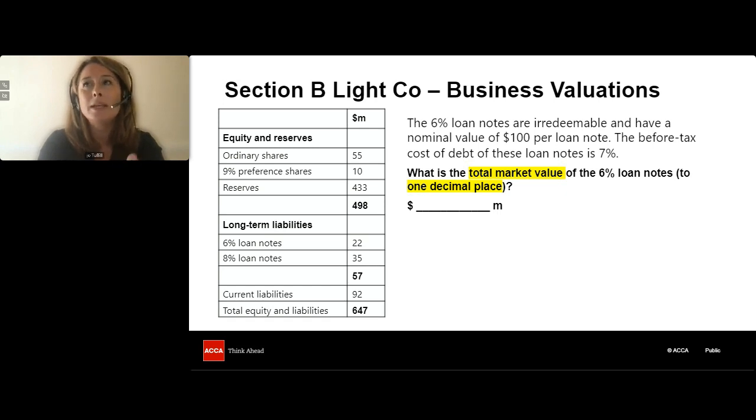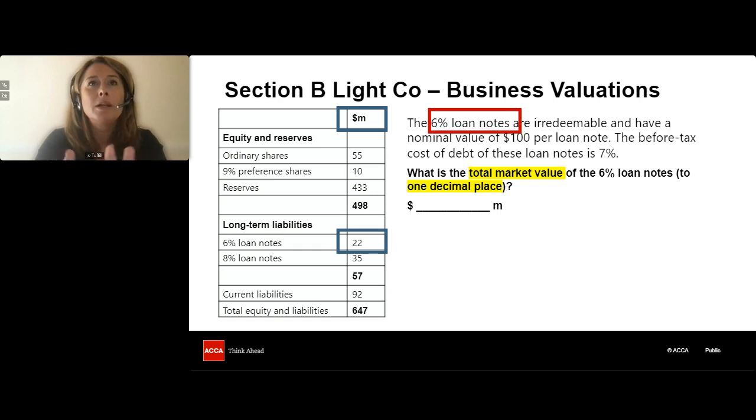Now this is the whole point of rereading the question before you select an answer or put your answer in. Okay, so if we have a look over here, it says those 6% loan notes have a nominal value of $22 million. We want the total market value, not the nominal value. So we've got to find a value for a loan note and then apply it to that total nominal value of 22 million.